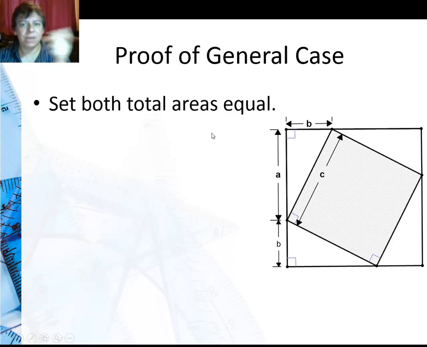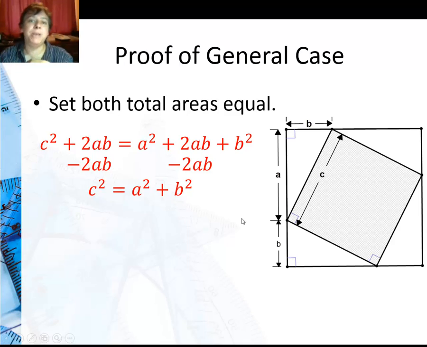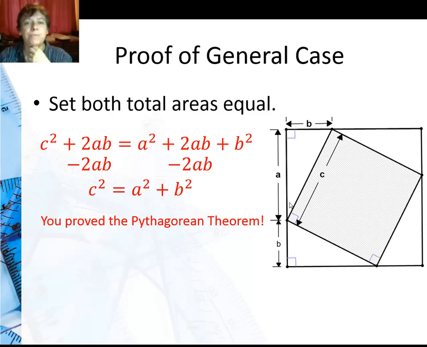So anyways, we're going to take both the areas we found, and they were the same total area, and we're going to set them equal. So this is from our first part, where we had the square and the 4 triangles. c squared plus 2ab equals, then this is the area of the total square just using this side, a squared plus 2ab plus b squared. I can subtract 2ab from both sides, and that leaves me with c squared equals a squared plus b squared. You proved the Pythagorean theorem. c squared must equal a squared plus b squared. This is a deductive proof.